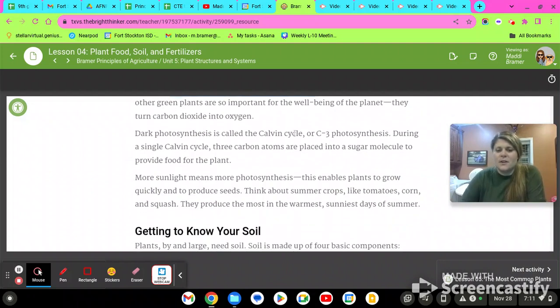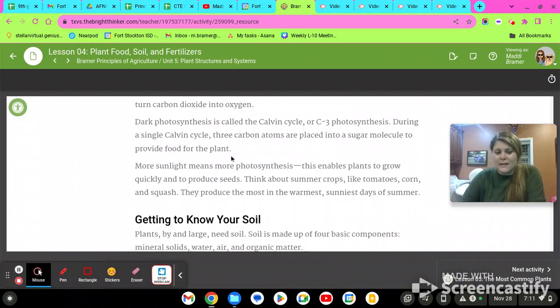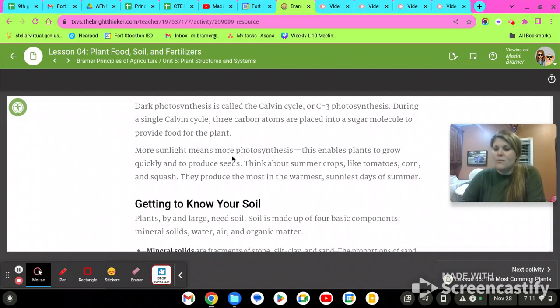Dark photosynthesis is called the Calvin cycle. So during a single Calvin cycle, 3 carbon atoms are placed into a sugar molecule, and that's what provides food for the plant. Both very important. Light is going to help create the oxygen from carbon dioxide. Dark is going to help create the sugar.